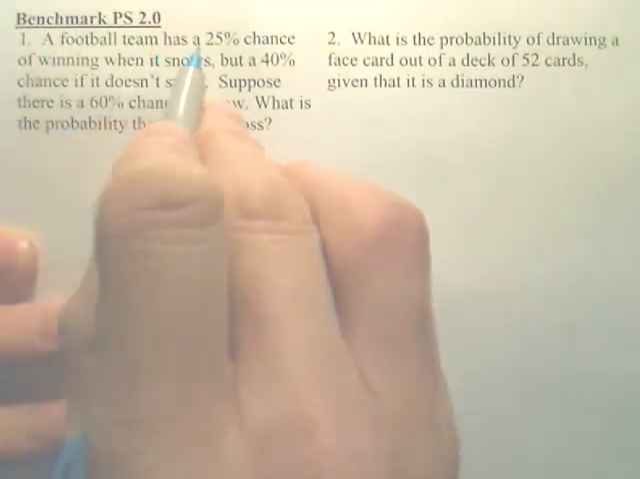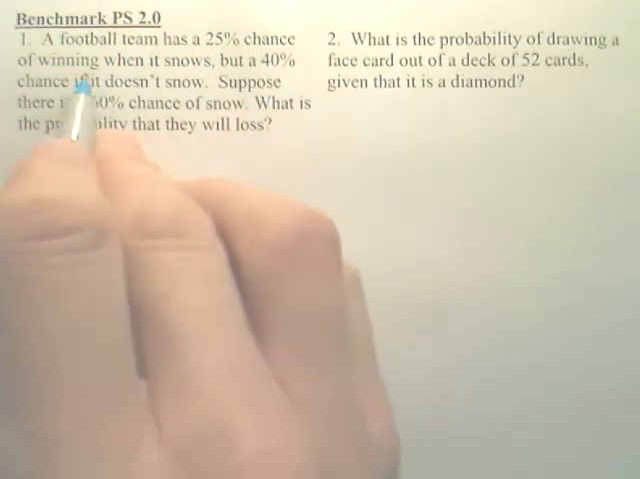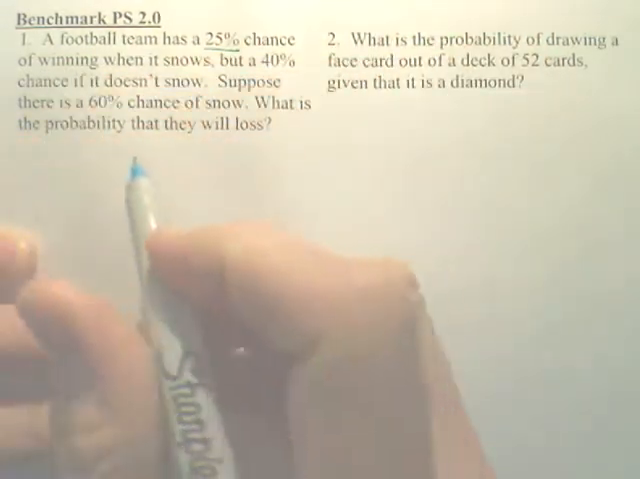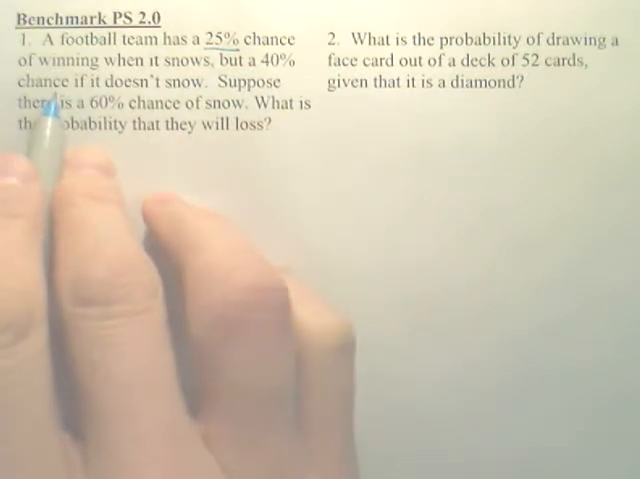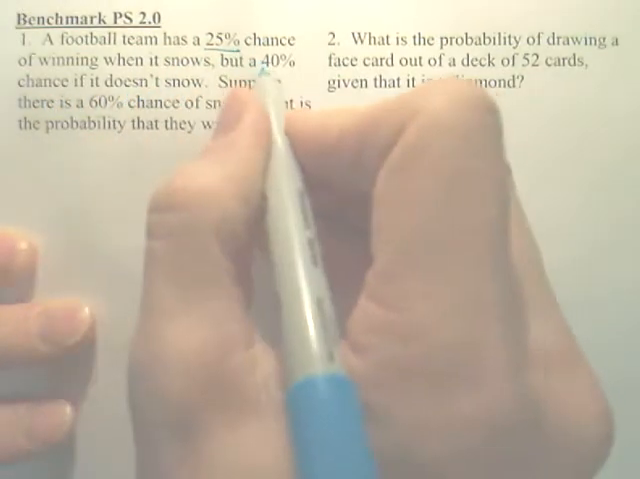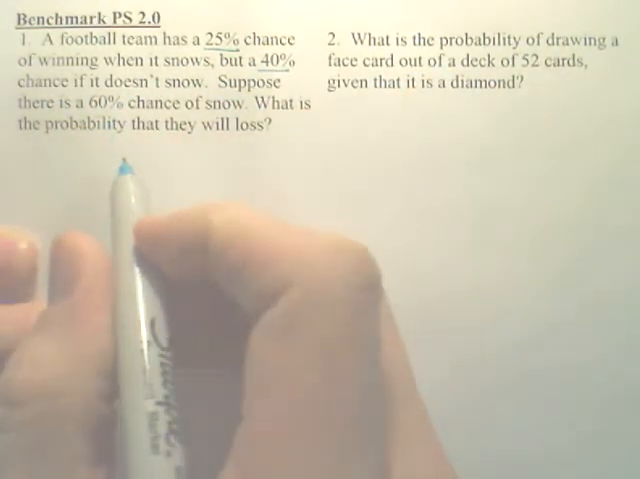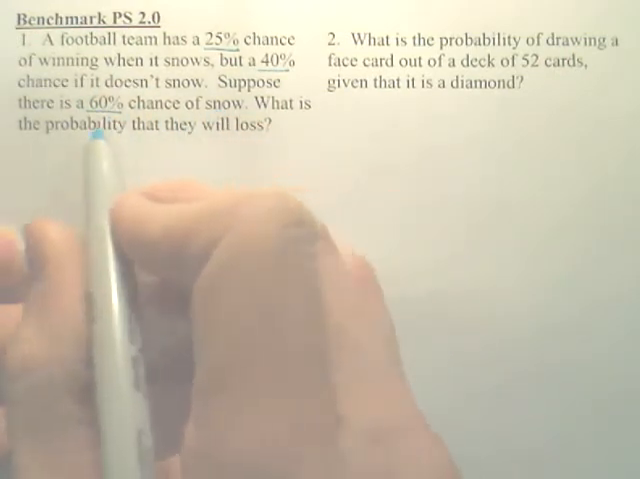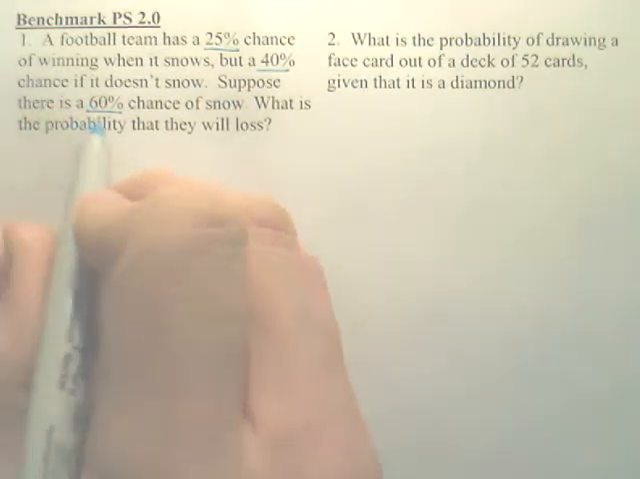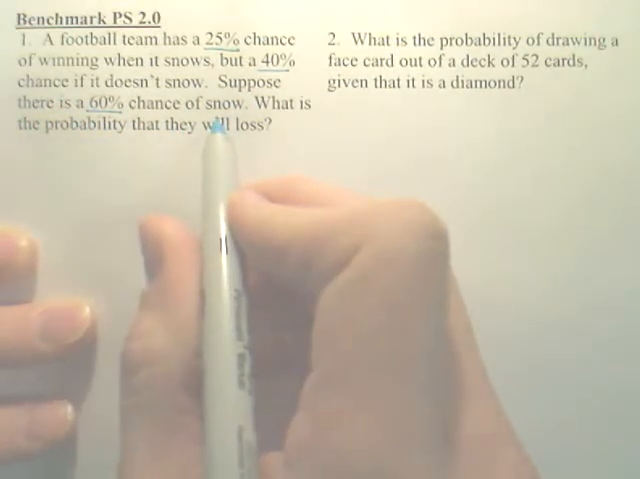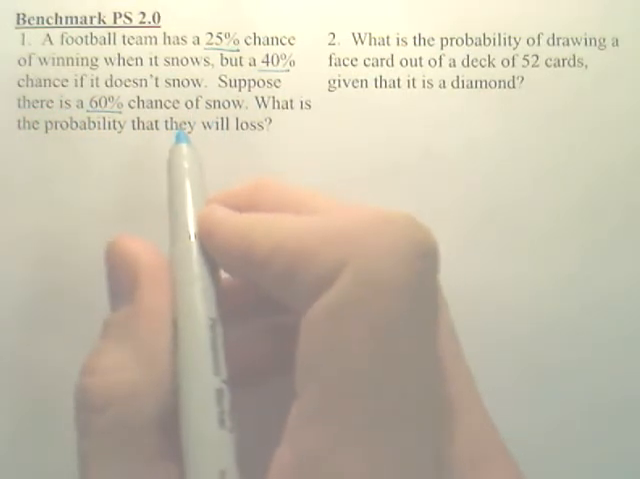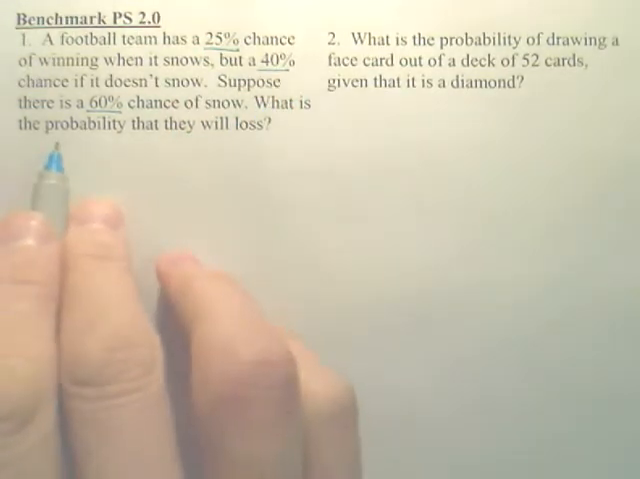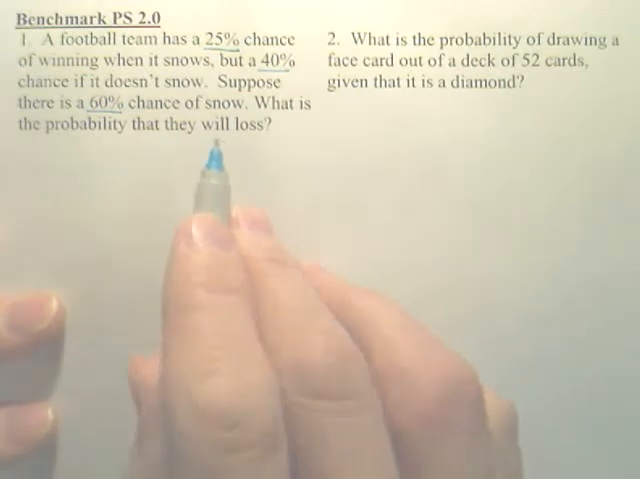Okay, a football team has a 25% chance of winning when it snows. And a 40% chance if it doesn't snow. And then, suppose there is a 60% chance of snow. Totally different story. There's a whole bunch of data, and you have to be very careful with every single wording. What is the probability that they will lose?